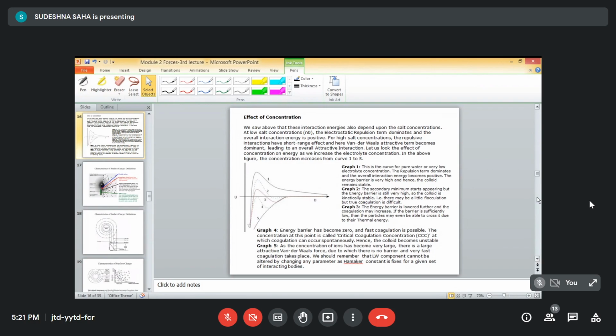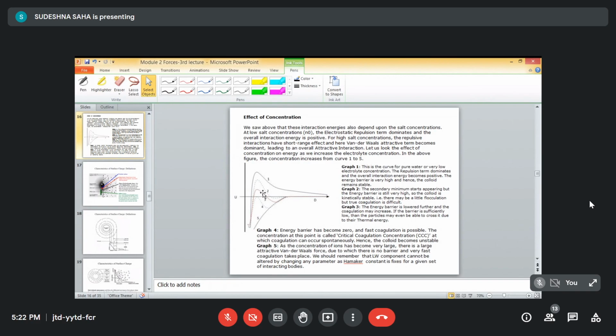Now, the effect of concentration. If you increase the salt concentration, the concentration of the electrolyte, you will see a variation where it moves from 1 to 2 to 3 to 4 to 5. Curve 1 is for pure water, which has very low electrolyte concentration, and the repulsion term dominates, so the overall interaction energy becomes positive. Positive means repulsion, negative means attraction. That you have to remember.